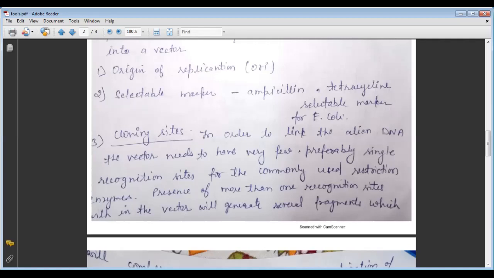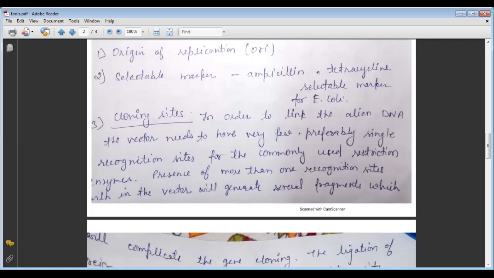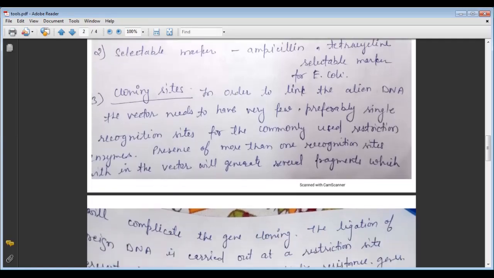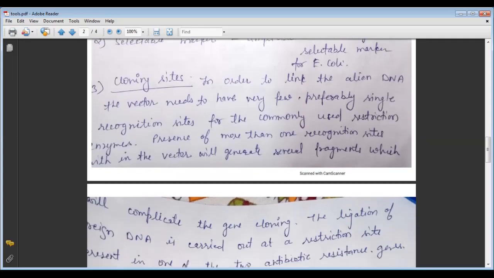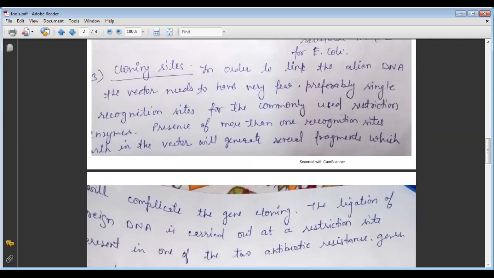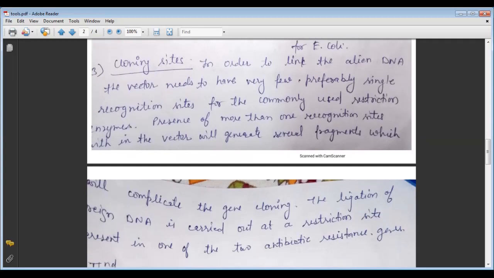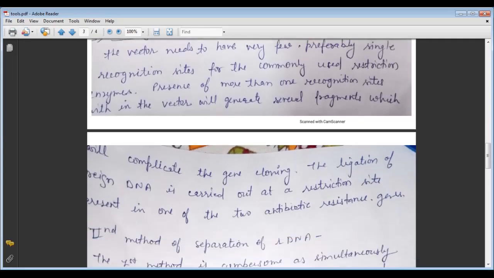Okay, so now the next is the cloning site here. So ऐसा है कि भाई जो आपका हमारा ये है हमारा PBR322, इसके हमारे इसमें कम से कम लगभग 8 साइट प्रेजेंट होती हैं. So in order to link the alien, or we can say the foreign DNA, the vector needs to have very few, preferably single, recognition sites for the commonly used restriction enzymes.